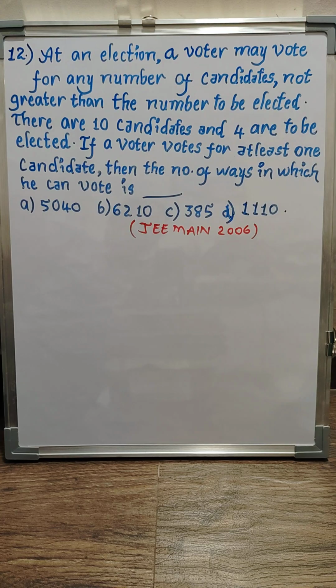One more JEE problem. At an election, a voter may vote for any number of candidates not greater than the number to be elected. There are 10 candidates and 4 are to be elected. If a voter votes for at least one candidate, then the number of ways in which he can vote is? The minimum, the voter can vote for one candidate. He can vote for 2 also, for 3 also, for 4 also.